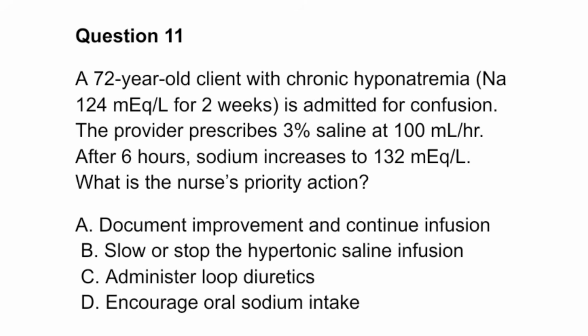Question 11. A 72-year-old client with chronic hyponatremia, Na 124 milliequivalents per liter for 2 weeks, is admitted for confusion. The provider prescribes 3% saline at 100 milliliters per hour. After 6 hours, sodium increases to 132 milliequivalents per liter. What is the nurse's priority action?